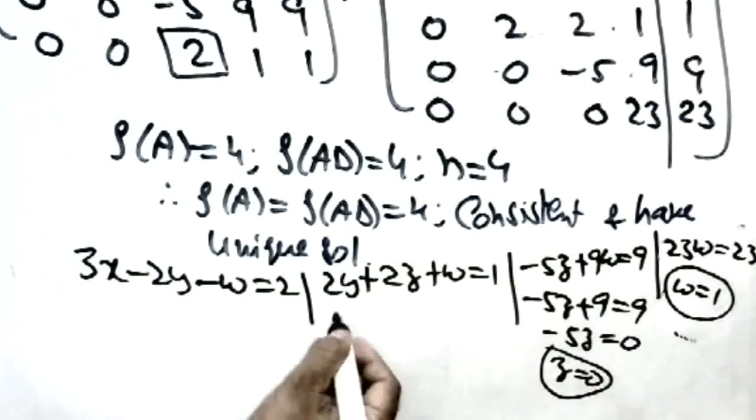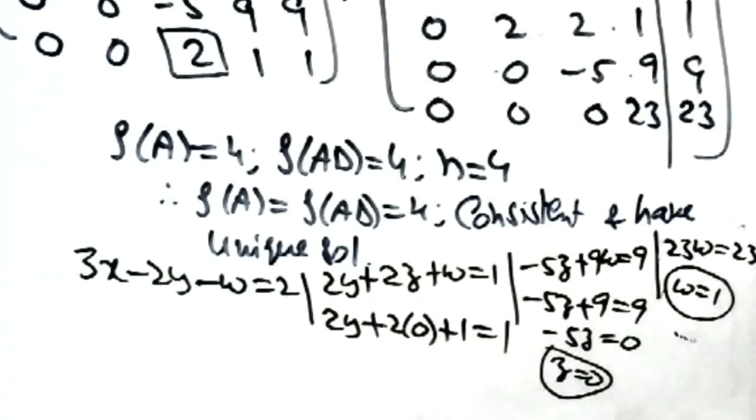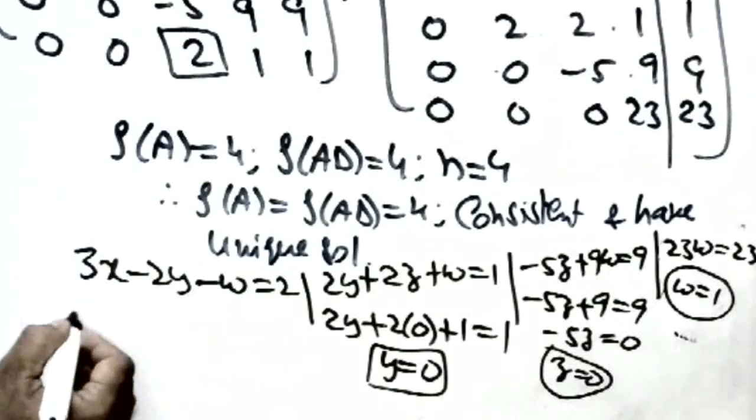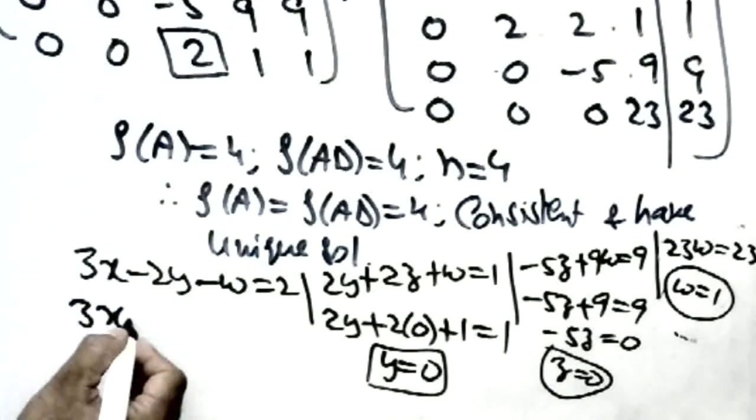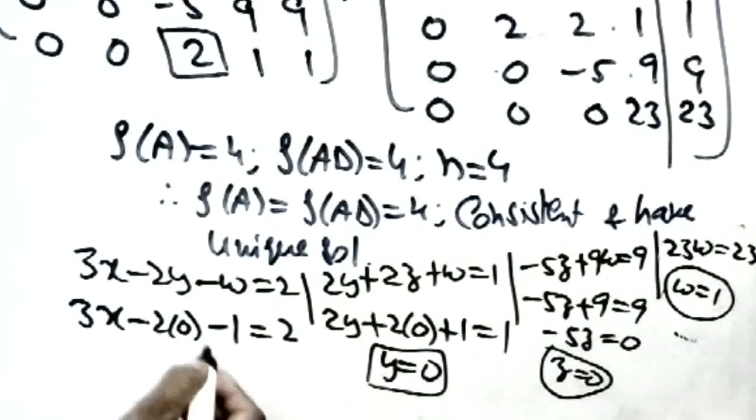Now we have z and w. Let me substitute here: 2y plus 2 into z is 0, plus w is 1, equals 1. So 1 minus 1 is 0. 2y equals 0 means y equals 0. So we got y also. Now let me substitute here: 3x minus 2 into 0 minus w is 1 equals 2. Bring this one here, it will be 3. 3x equals 3. Therefore x equals 1. Therefore we got the solution: x equals 1, y equals 0, z equals 0, and w equals 1.